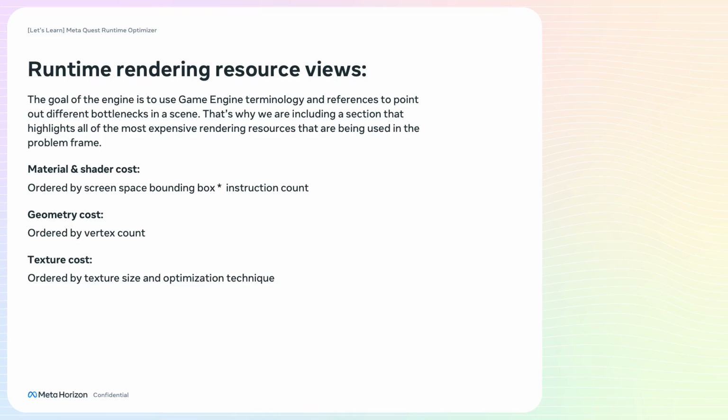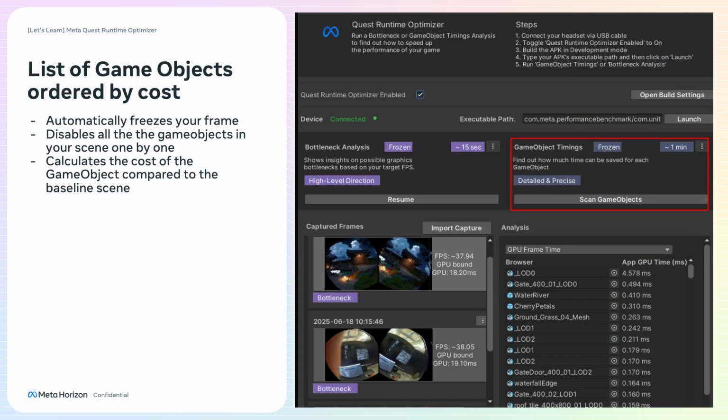So hopefully this highlights which of these materials, vertices, game objects, and textures are contributing the most to expensive rendering inputs. And the last modality that we support in the Runtime Optimizer is ordering game objects by their cost. I think this is a very powerful part of the tool. This data isn't available anywhere else unless you're potentially using RenderDoc, which is a little bit more of an expert level tool, but now it's available in Unity.